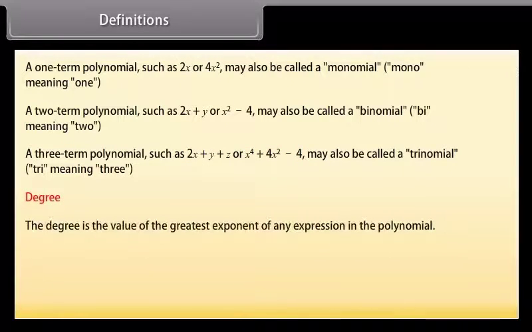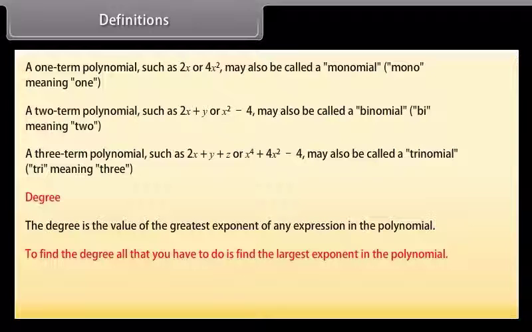Degree. The degree is the value of the greatest exponent of any expression in the polynomial. To find the degree, all that you have to do is to find the largest exponent in the polynomial.